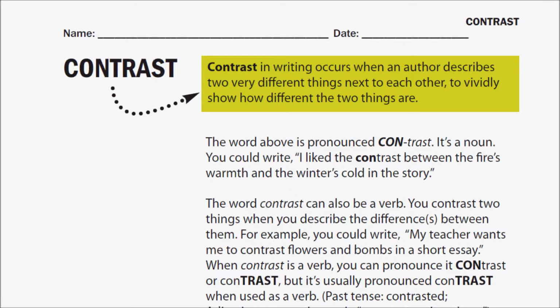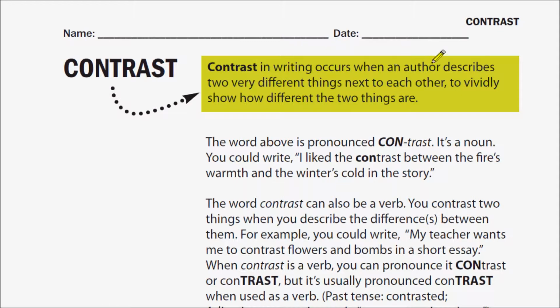Hey, okay, we're going to talk in this video about contrast. Contrast in writing occurs when an author describes two very different things next to each other to vividly show how different the two things are. And vivid means really, really clearly, really colorfully, not just regular, but just vivid. Like you really get it. You really understand what the person was trying to say.